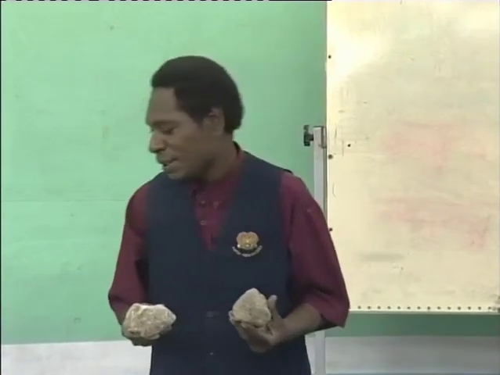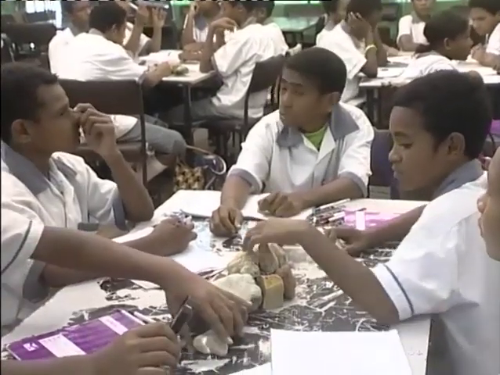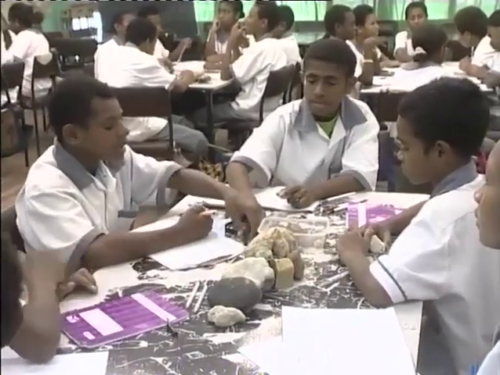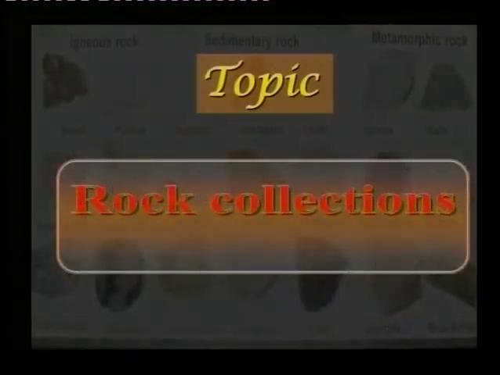Today you are going to be little scientists. You'll try to group those rocks. That's for the lesson today. Right, that brings us to today's topic. Today's topic is on rock collections.